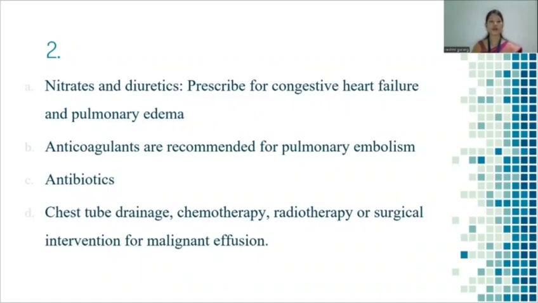Then next we can go for anticoagulants in case the patient has embolism, pulmonary embolism. Then next we can go for antibiotics, by finding out what is the exact cause of the exudative type of pleural effusion. Then next we can do chest tube drainage, chemotherapy, radiotherapy, or surgical intervention for all the malignant type of pleural effusion.